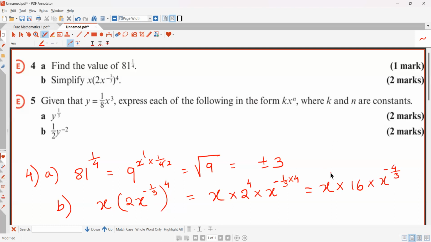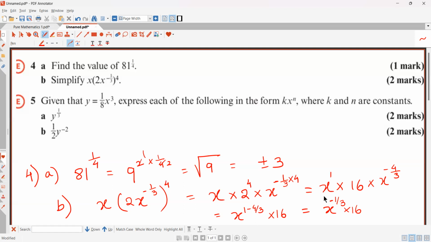But since there is nothing in front, there is going to be a 1. So, x raised to 1 minus 4 by 3 into 16. How much is 1 minus 4 by 3? In calculator, minus 1 by 3. So, x raised to minus 1 by 3 into 16. This is your answer. Done? Understood?